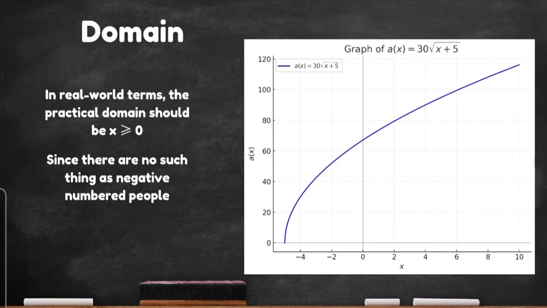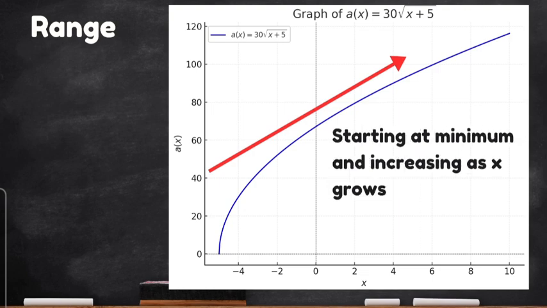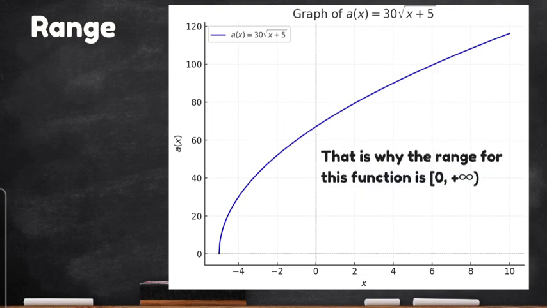Since a negative number of people isn't really possible, the range includes all possible funding amounts, starting at the minimum and increasing as the number of people grows. That is why the range for this function is 0 to positive infinity.